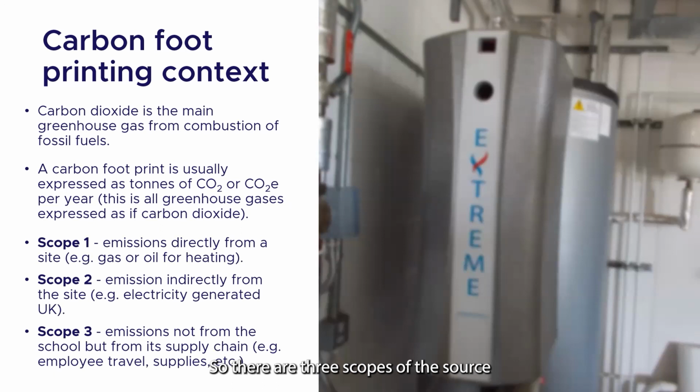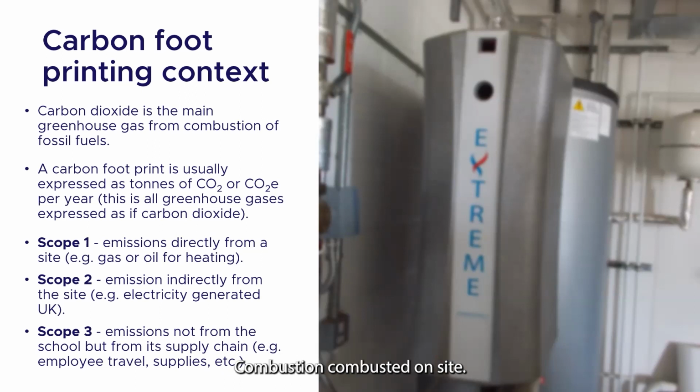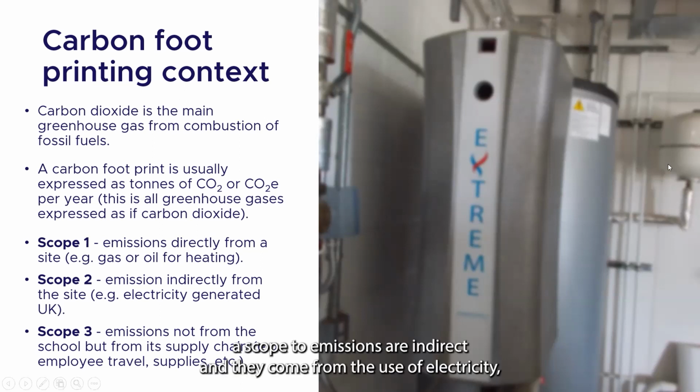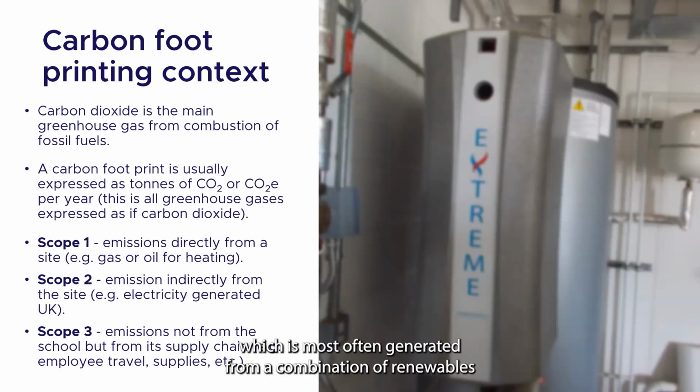So there are three scopes of the source of carbon emissions that a school needs to be aware of. Scope 1 are emissions directly from a site. So if any organization, school or otherwise, is calculating a carbon footprint, it's generally from any gas, oil, or other fossil fuels combusted on site. So from heating in most cases. Scope 2 emissions are indirect, and they come from the use of electricity, which is most often generated from a combination of renewables and power plants around the UK, and is used by the school. So the school, in effect, is responsible for those carbon emissions, even though they've come from miles down the road, as it were.